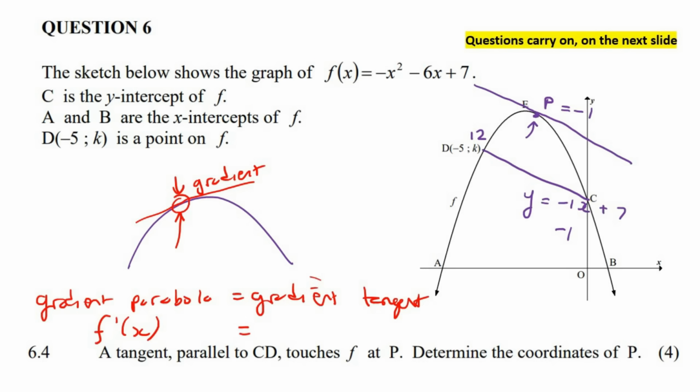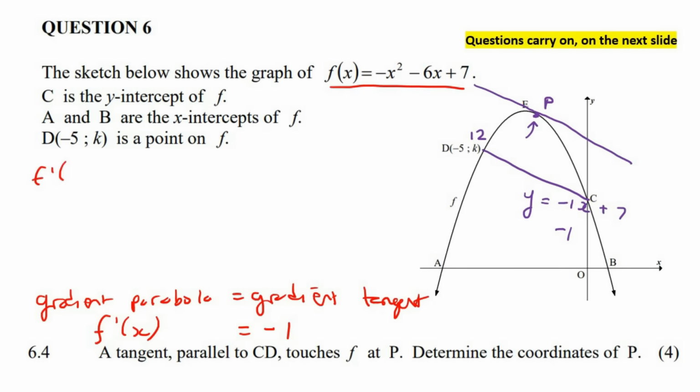And the gradient of the tangent, we already know, is negative 1. So what we can then do is find the first derivative, because we have the original parabola. So the first derivative would be negative 2x minus 6. You know how I put the 2 in the front and did all of that. So we can then say that negative 2x minus 6 is equal to negative 1, and now we just solve for x.